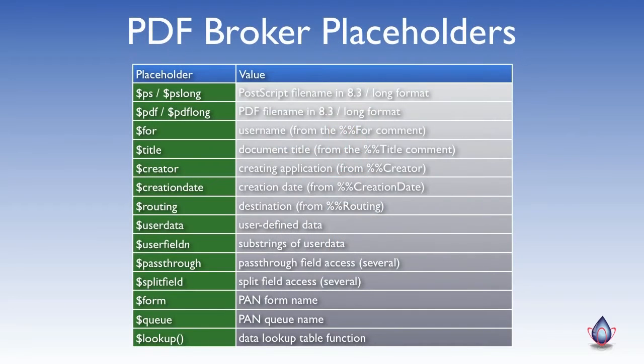There are a number of placeholders that can be used by routers and post-processing scripts. Several are provided in the PostScript header according to Adobe's published document structuring conventions. Others are provided by the PAN printing system or generated automatically by the broker.